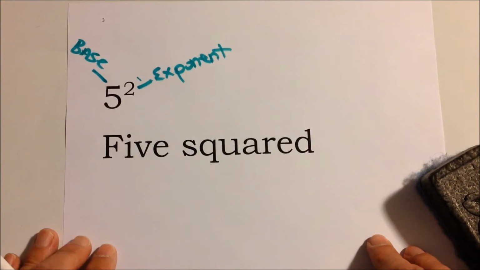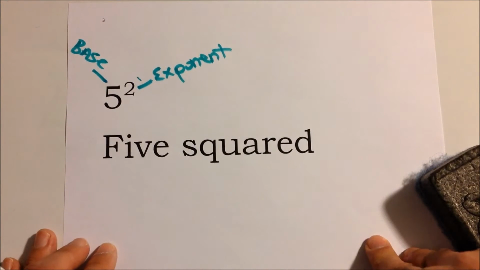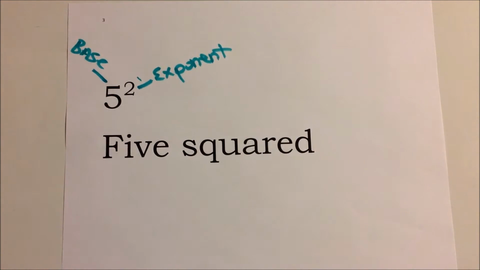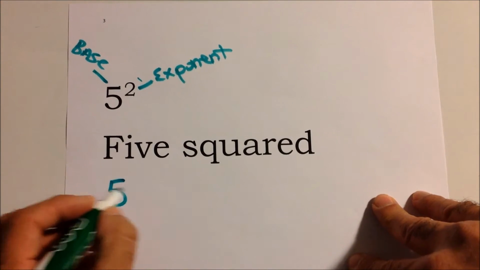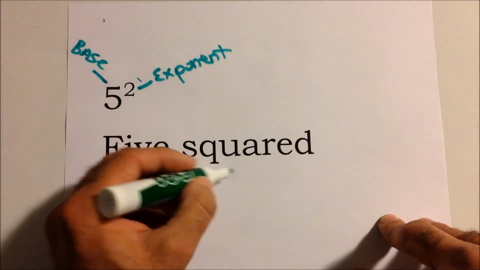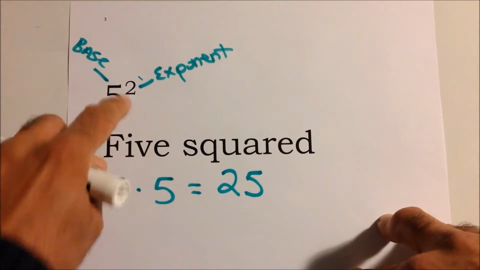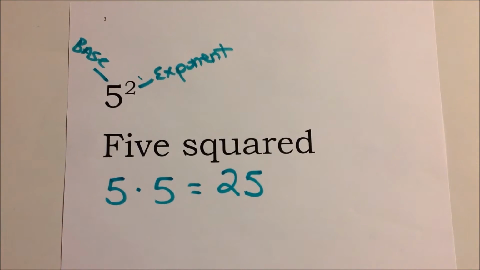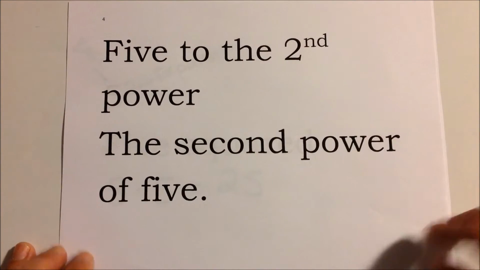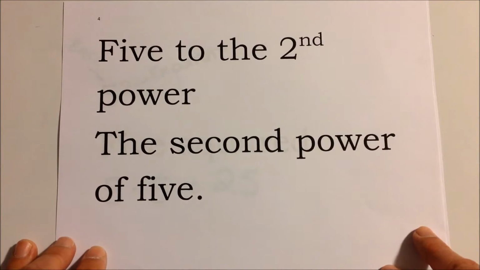So here we're saying this is 5 squared, or it's 5 to the 2nd power. In repeated multiplication, it's 5 times 5. So what is the answer? 25. So 5 squared is 25. Again, there are other ways of saying it. We can say 5 squared, we can say 5 to the 2nd power, or we can say the 2nd power of 5.